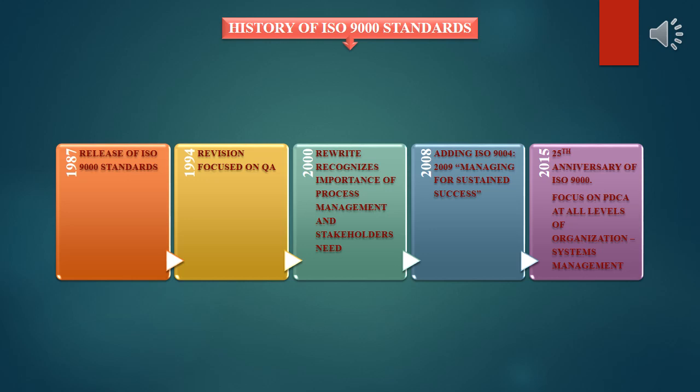In 1987, it was released. In 1994, it was revised. In 2000, it was rewritten. In 2008, 9004-2009 was added. In 2015, in the 25th anniversary, the focus was on PDCA at all levels of organization. Hope you know what is PDCA. Plan, do, check and act cycle.